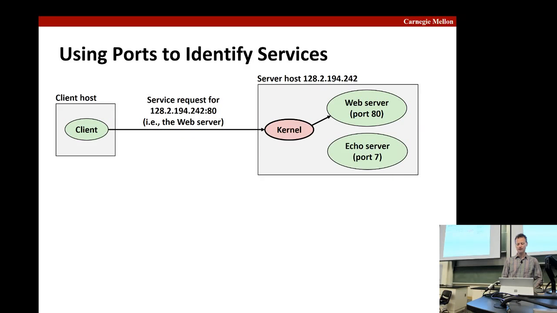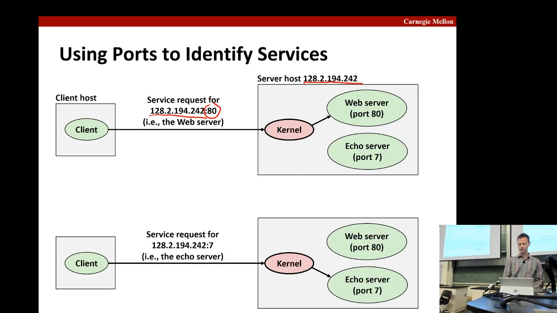So you have this client, and it's trying to reach this server. It says, okay, this is the server, and this host runs many types of servers. One of them happens to be the web server. That's the one I'm interested in, so that's why I have this 80 here. That's why this gets routed to the 80.